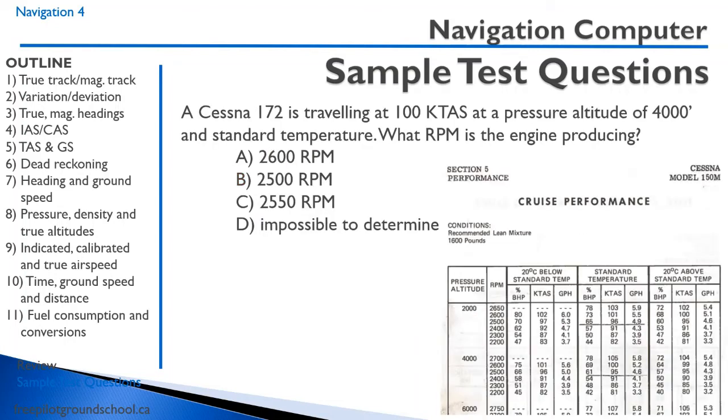The Cessna 172 is traveling at 100 knots at a pressure altitude of 4,000 feet and standard temperature. What RPM is the engine producing? Trick question. This is a chart for a Cessna 150, therefore D, impossible to determine. That was tricky. That was cheap of me, and I apologize. Well, I don't really apologize, but you won't get anything like that on a test. I don't think anyone's going to be that mean to you.